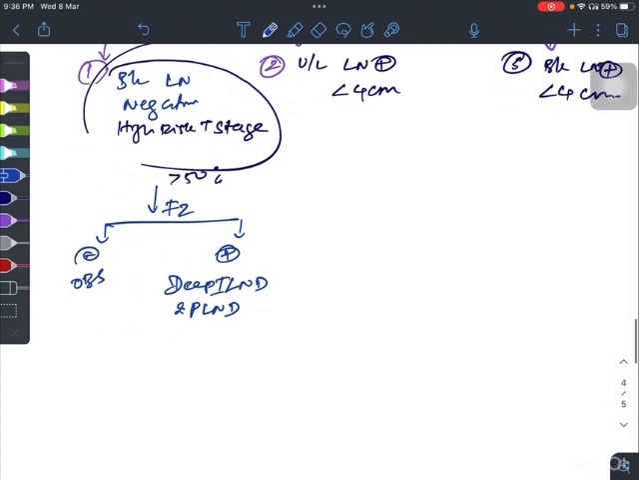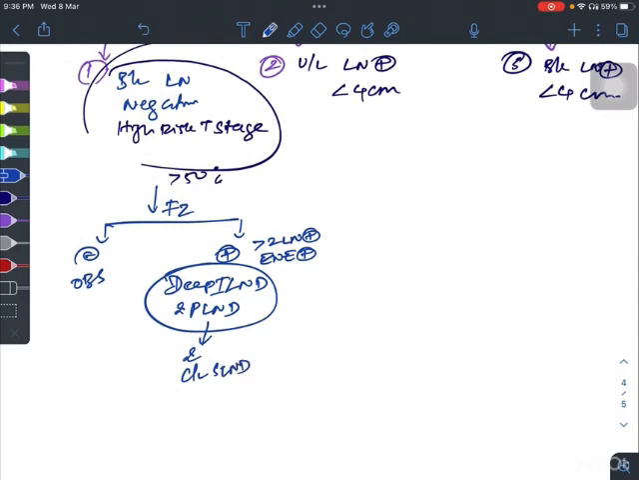The criteria for doing this deep and pelvic lymph node dissection is more than 2 lymph nodes involved, and extranodal extension if it is positive. And along with the deep inguinal lymph node dissection and pelvic lymph node dissection, we will also do contralateral superficial lymph node dissection. Okay, simple.